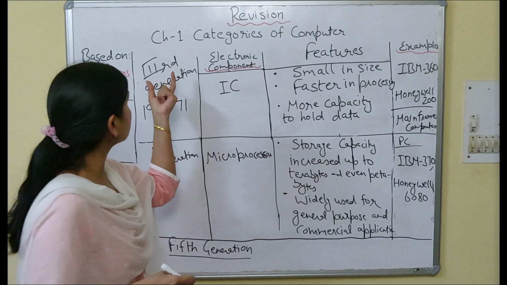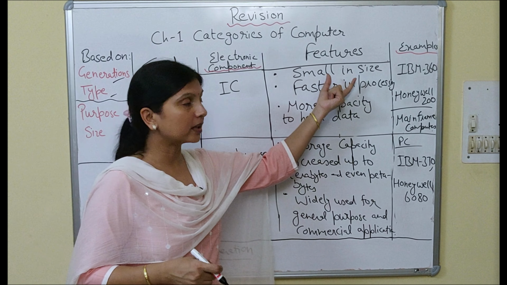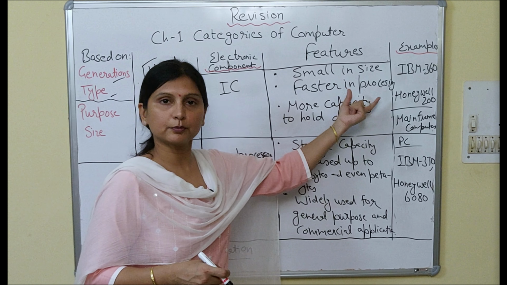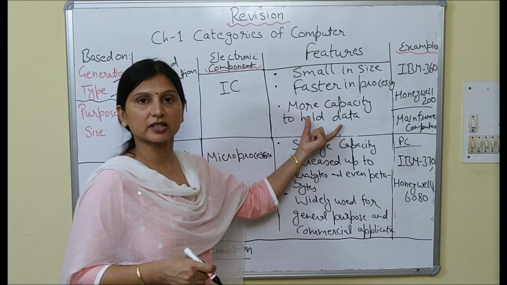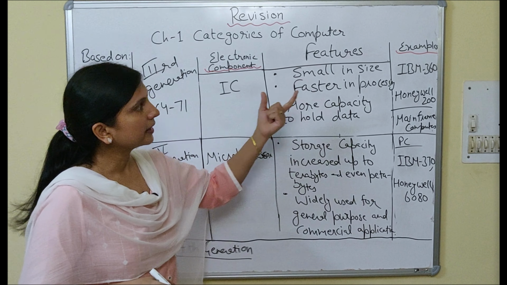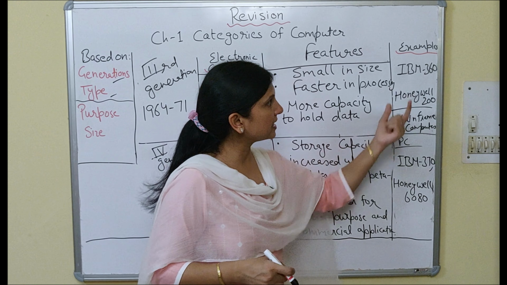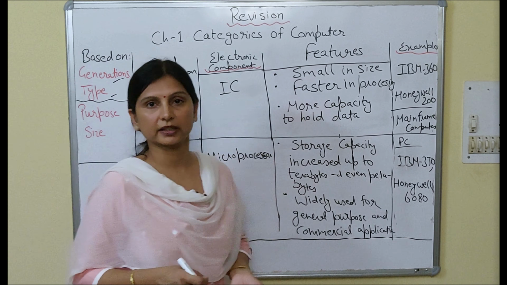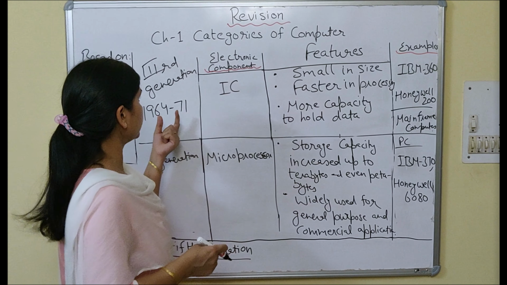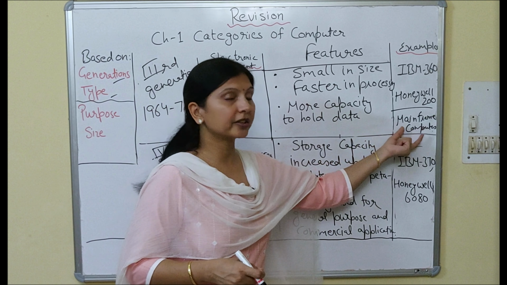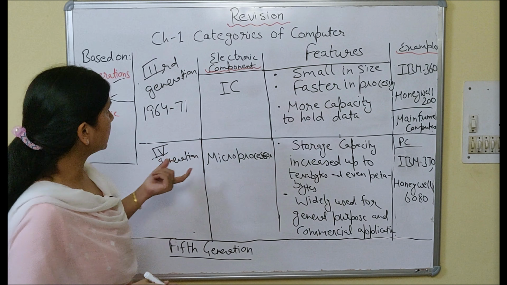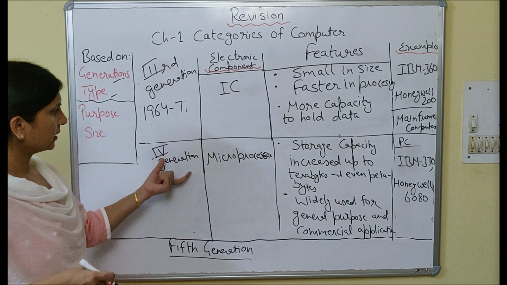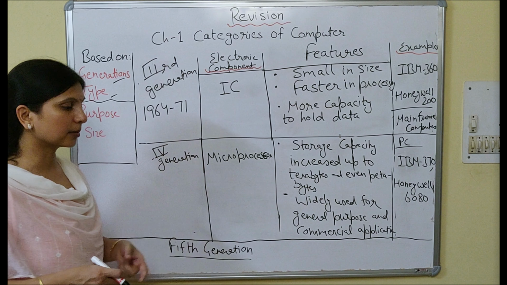So now in third generation, computers were small in size, faster in processing, with more capacity to hold data. So these were the main features of third generation computer. Fine. Now examples: IBM 360, Honeywell 200. These were the examples of third generation computer, and in this generation mainframe computers were invented. Fine. So that's about the third generation computer. Now the fourth generation computer.